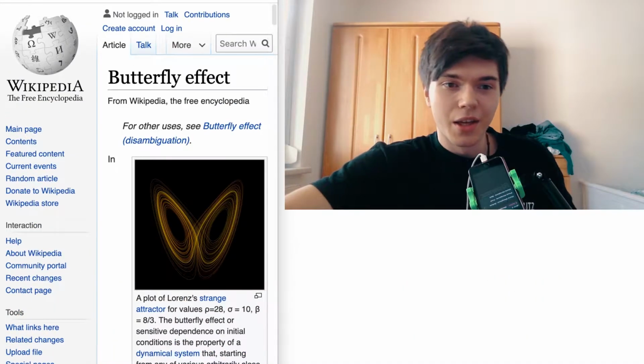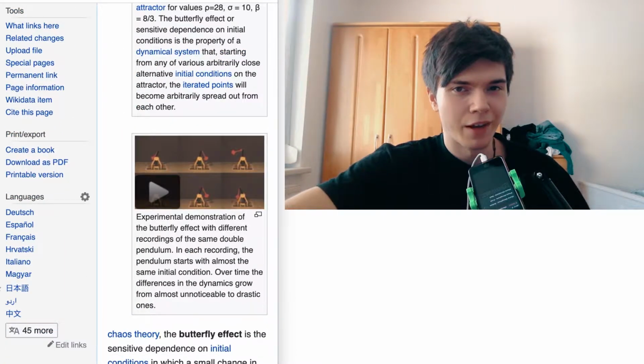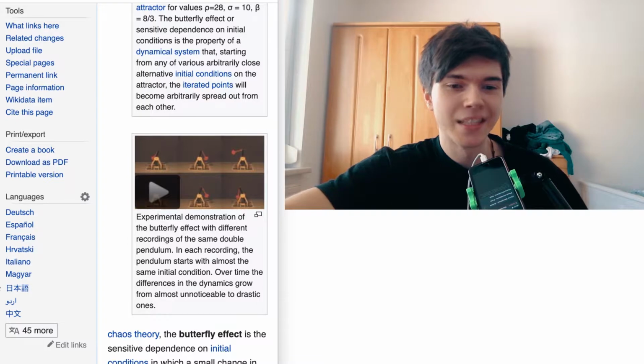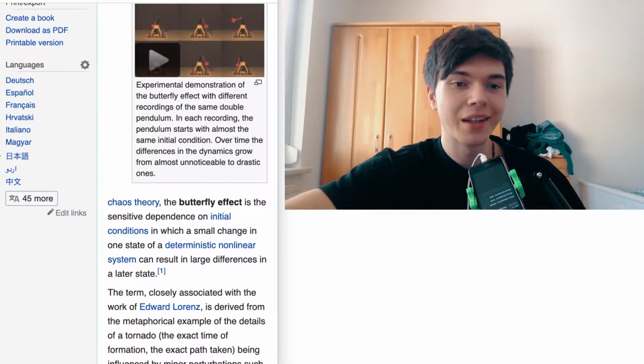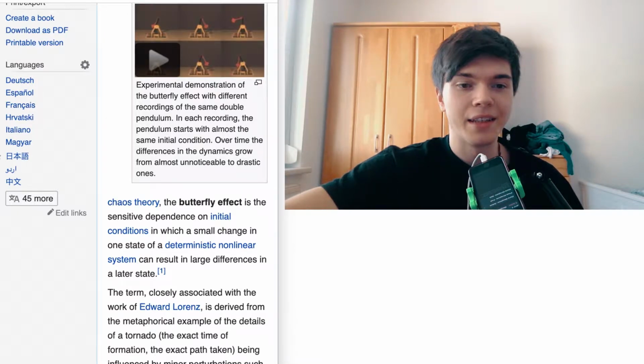At first, it is always quite the same. The pendulum looks the same all 6 times as they did this so-called study. But in the end, every pendulum is swinging somehow differently, which is really interesting, and which we can explain after we've gone through this article, I hope. So in chaos theory, which is where the butterfly effect is coming from, the butterfly effect is the sensitive dependence on initial conditions in which a small change in one state of a deterministic nonlinear system can result in large differences in a later state.